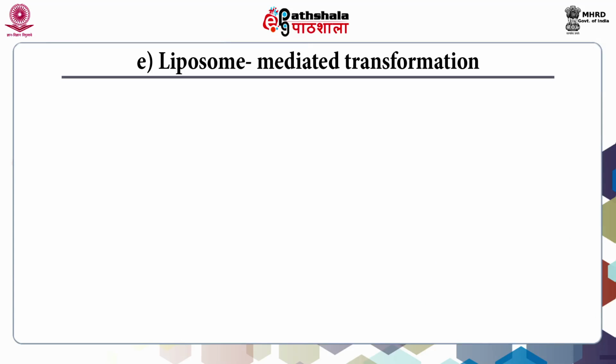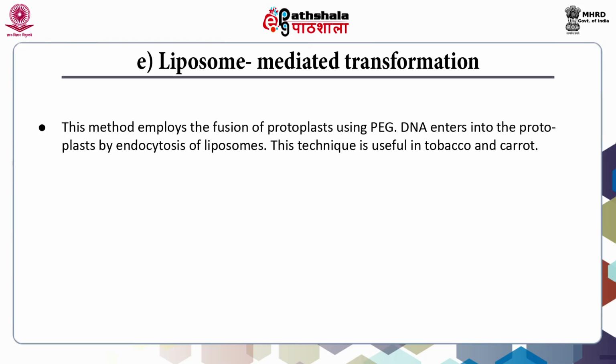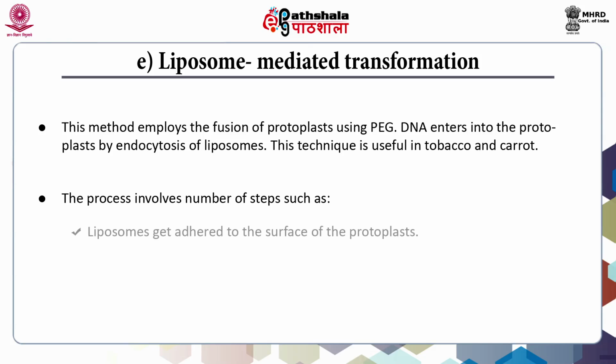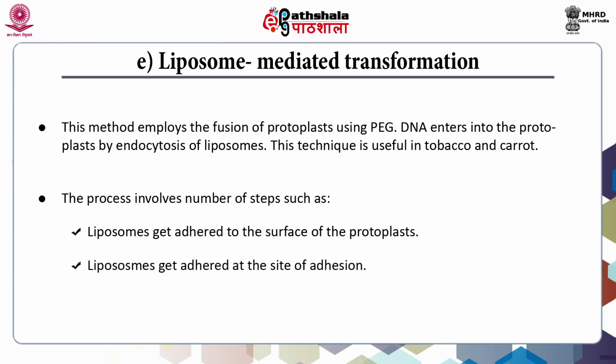The next method is liposome-mediated transformation. This method employs the fusion of protoplast using PEG. PEG is polyethylene glycol. DNA enters into the protoplast by endocytosis of liposomes. This technique is useful in tobacco and carrot. The process involves some steps: liposomes first adhere to the surface of the protoplast. Thereafter, liposomes fuse at the site of adhesion and finally, the plasmids get released inside the cells.